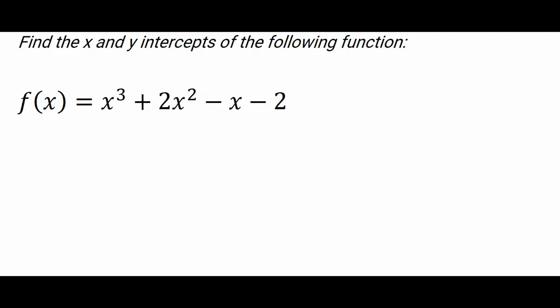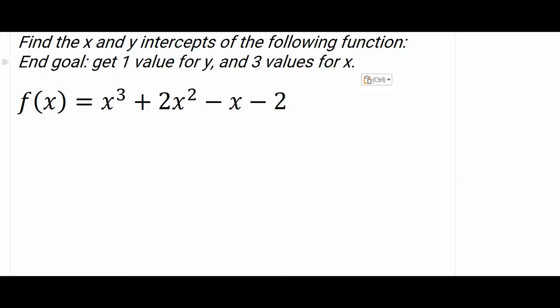We're just going to get straight into this question. Now, whenever you are asked to find the x and y intercepts of a cubic polynomial, your first step is to know your end destination. And your end destination is to get one value for y and three values for x. Now, this is a life hack that's going to help you throughout your math.